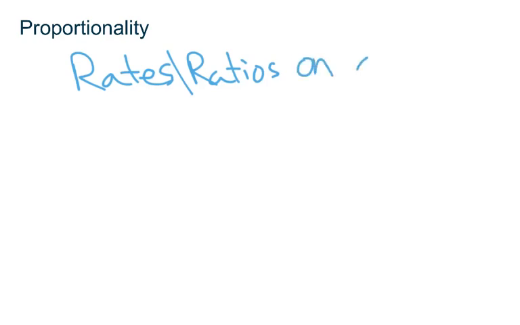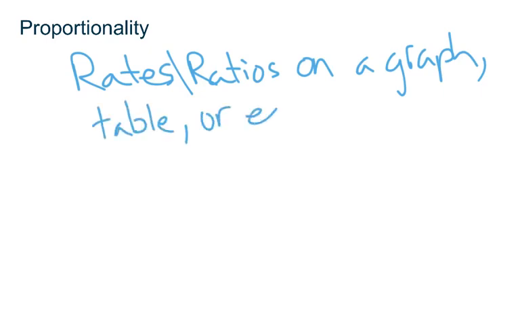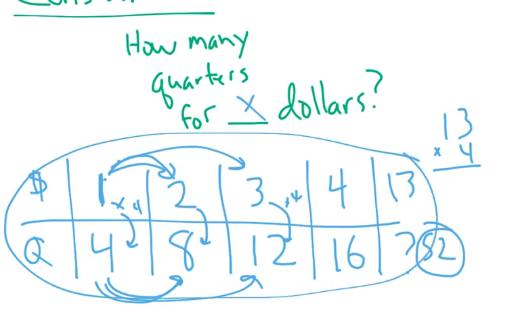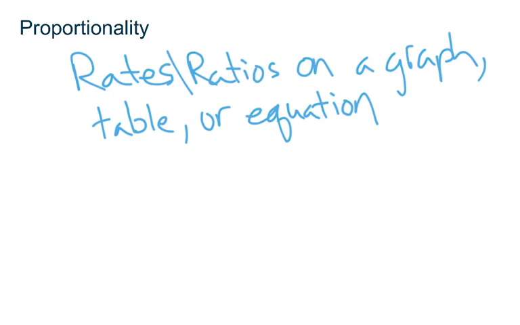So a good way to define proportionality is that it's just rates or ratios on a graph, table, or equation. What we're doing is formalizing this thing right here: how can we talk about this as a table, if we were to graph it on a coordinate plane, or write an equation? That's what proportionality is. So we've already made the table.